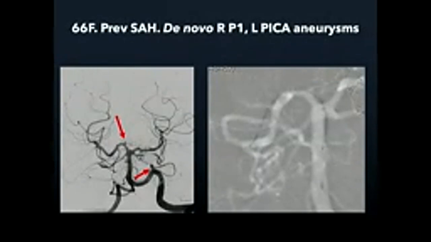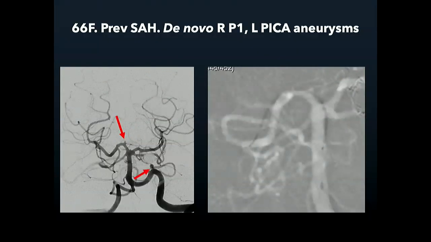This is an interesting lady, 66. She had a subarachnoid in Croatia when she was visiting her relatives there. And she was lost to follow-up for 2 years and then came to see me when she returned to Sydney. And she was found to have 2 new aneurysms at that follow-up, this tiny little P1 and then a little PICA there on the left. And I don't know about you, but I felt that P1 would be a nightmare to treat endovascularly.